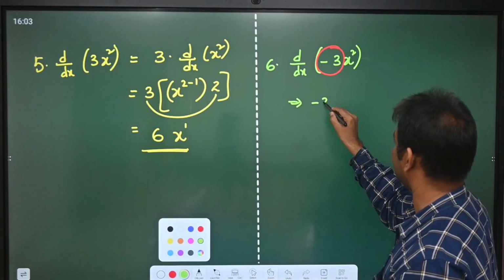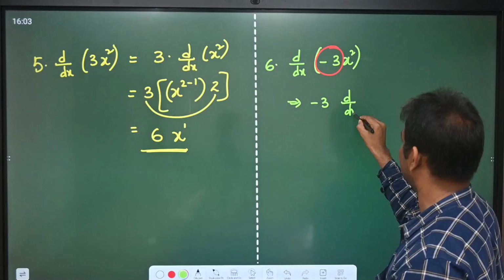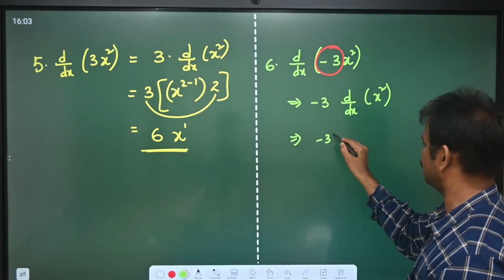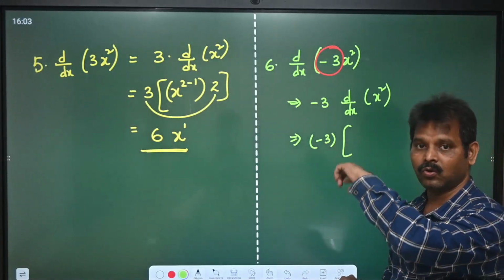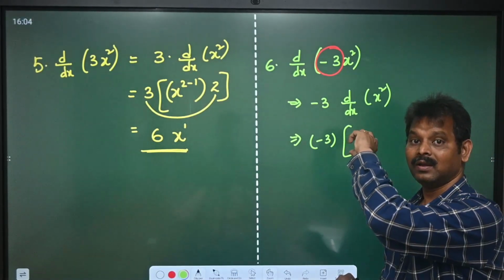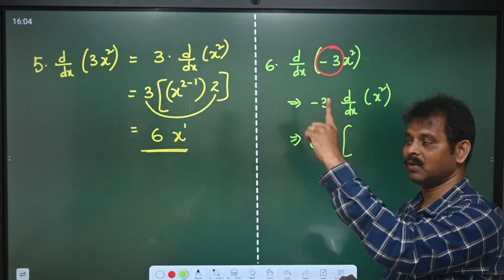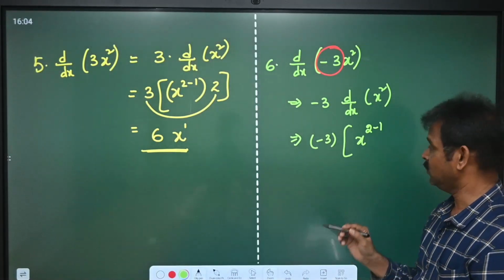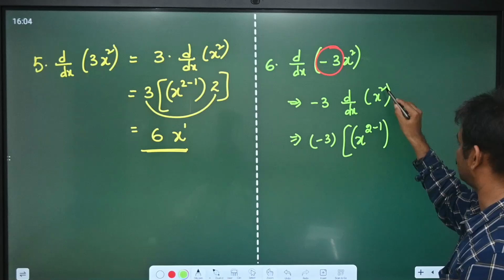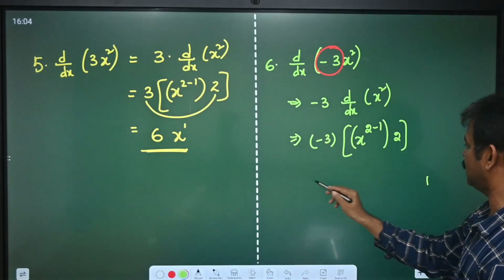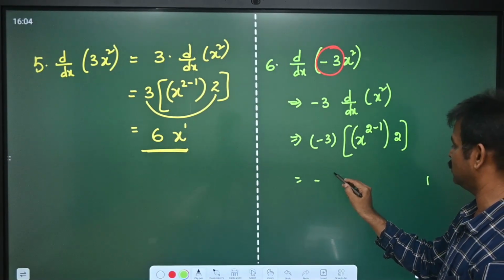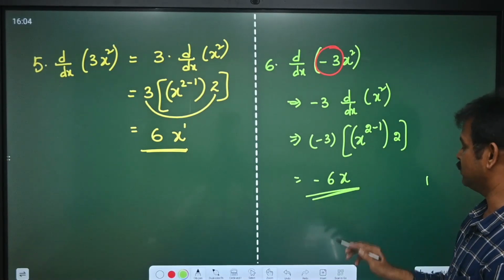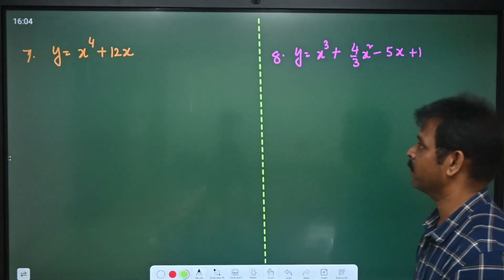So this will become minus 3 d by dx of x square, which is given by minus 3 into, and now the rule is power rule: reduce the power of the variable by 1, that is x power 2 minus 1, and multiply this with the same power that we obtained here. Minus 3 into 2 is minus 6, x power 2 minus 1 is x, so this is minus 6x.